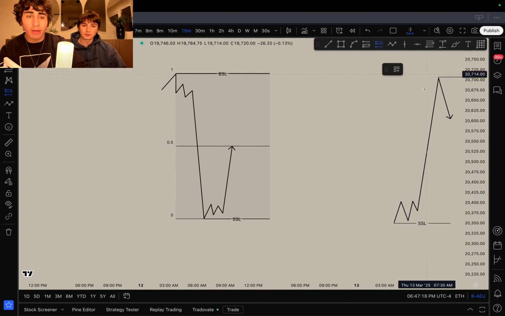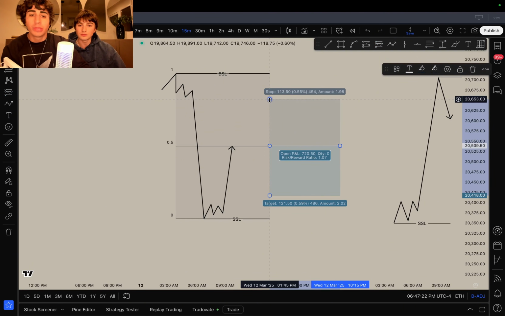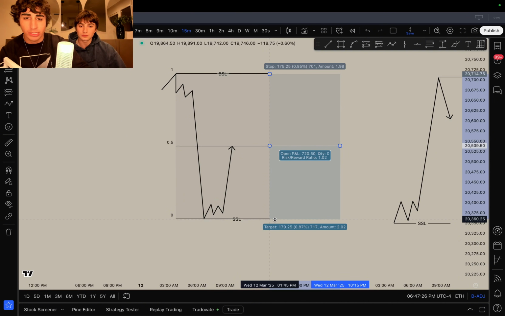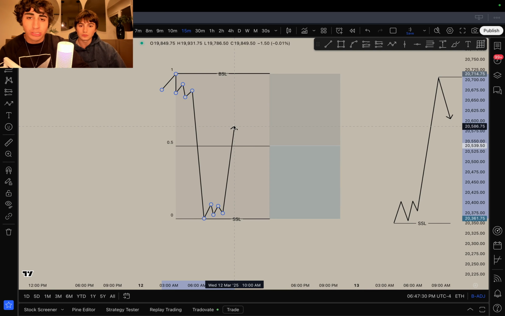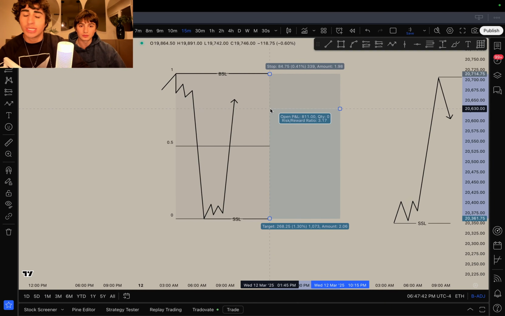So if I bring out my risk to reward tool, you can see here at exactly equilibrium, this will give me a 1-to-1 risk to reward from the buy side liquidity to the sell side liquidity. And as we get deeper into the premium of this range, the better my risk to reward will be. And as you see, as we keep going deeper into this range, the better my risk to reward becomes.